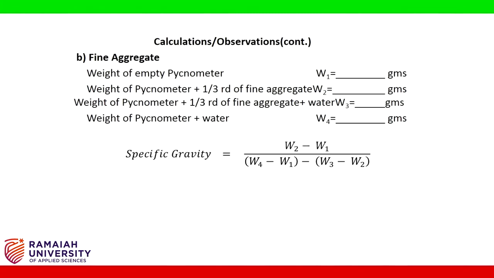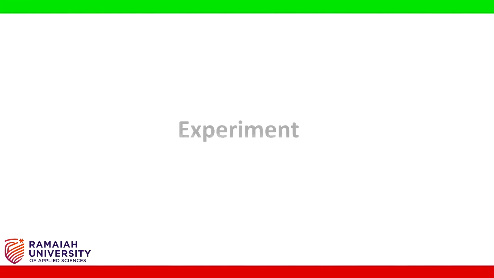Fine aggregate. Weight of empty pycnometer W1 in grams. Weight of pycnometer plus 1/3 of fine aggregate W2 in grams. Weight of pycnometer plus 1/3 of fine aggregate plus water W3 in grams. Weight of pycnometer plus water W4 in grams. And specific gravity is calculated by the formula.